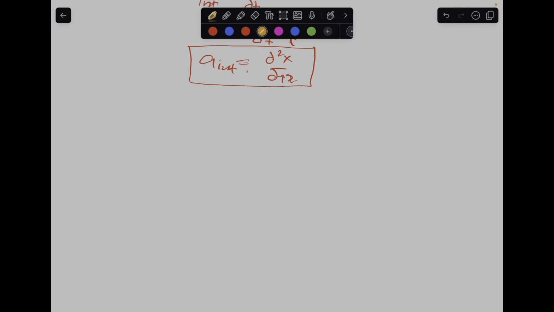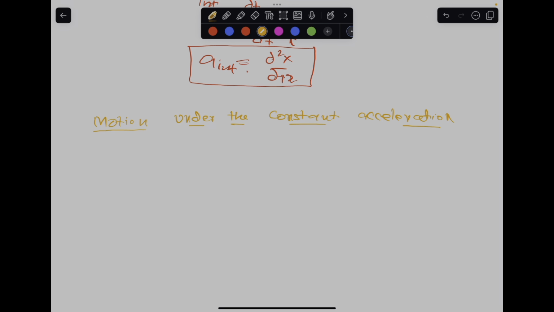Okay, now we're going to discuss the motion under constant acceleration. Motion under constant acceleration.